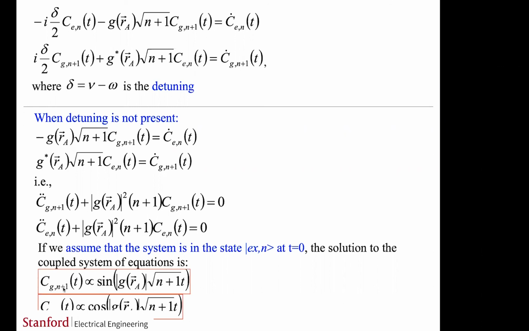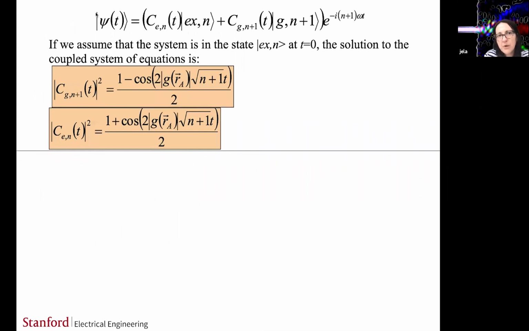Yeah. So I wrote one as cosine, one as sine because of the initial condition, right? Because of course the whole state of the system is a sum. We have to go back to that. Remember, the wave function has C_EN as a coefficient next to EXN, and C_GN+1 as a coefficient next to GN+1. So physically, what's the magnitude of C_EN squared? It's the probability that the system is in the state EXN. And the magnitude of C_GN+1 squared is the probability that the system is in the state GN+1.